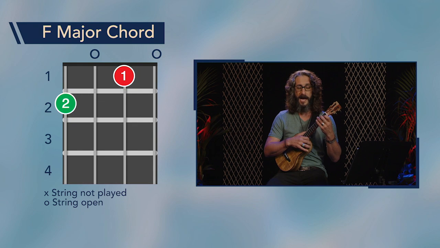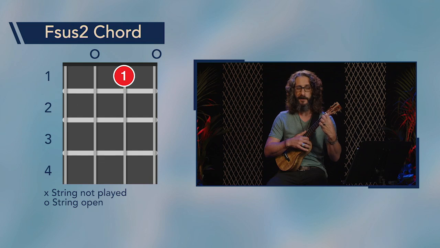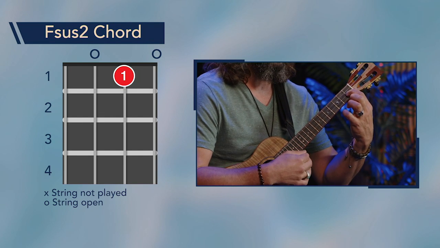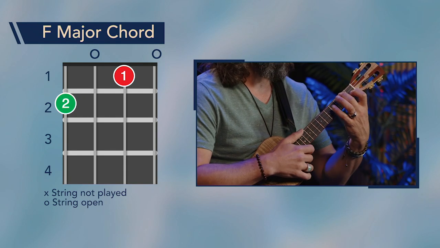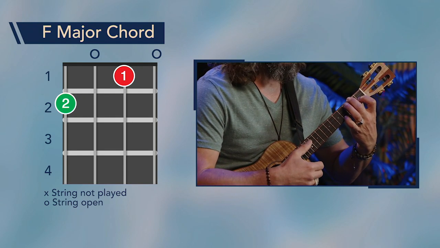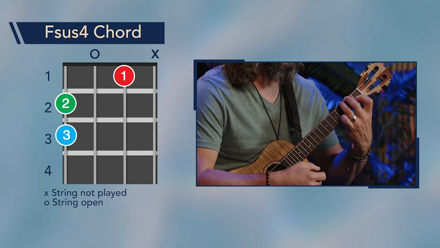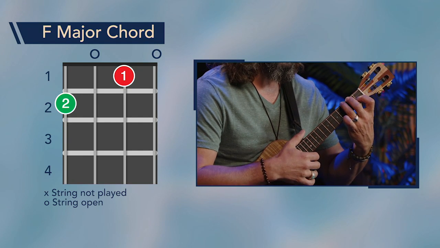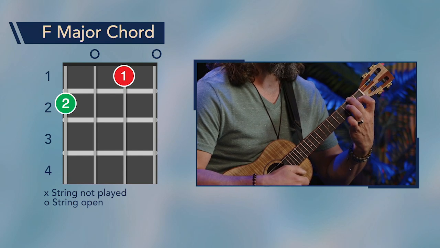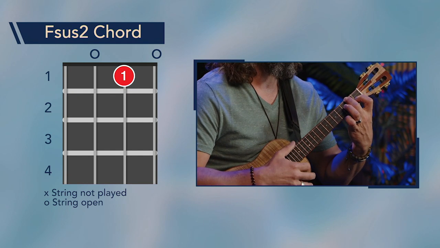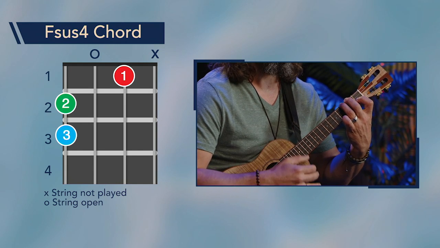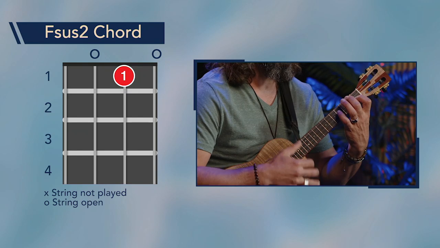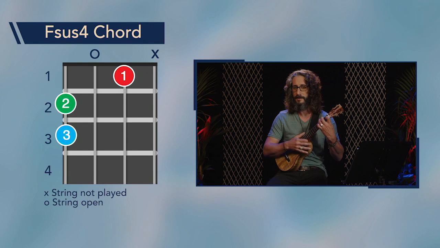In order to generate an F suspended 2, we're going to start with the F chord and remove our middle finger, so we only have the index finger left. So, to review that, F major, add the 3rd finger for F sus4, remove the 3rd finger, back to F, and then remove the middle finger for F sus2. See how we get a little melody in the chord?